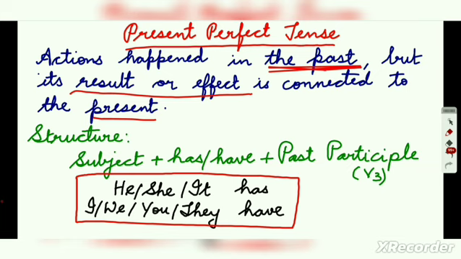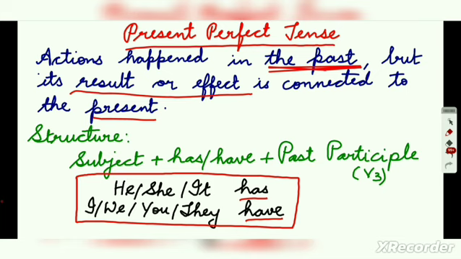Okay, let's look at the structure. Structure is subject plus has or have plus the past participle. That is the third form of the verb, V3. And always remember, use has with he, she, it, and have with I, we, you, and they.